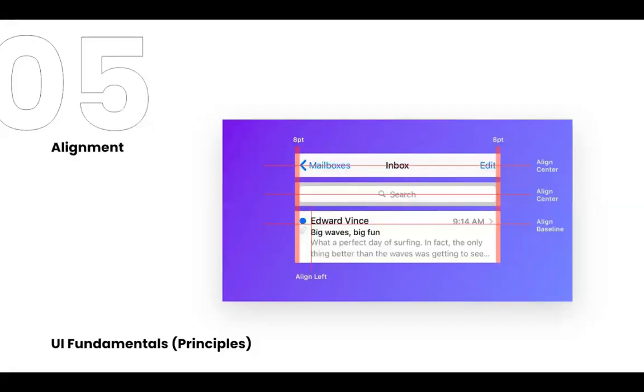So we have the fifth principle, and the fifth principle is alignment. I would say alignment is by far the most important UI principle, because it's something that is invisible, but is felt as well. You don't really see it. Most times designers don't see it when they are designing, but when you are done, you just realize, oh, something is off.